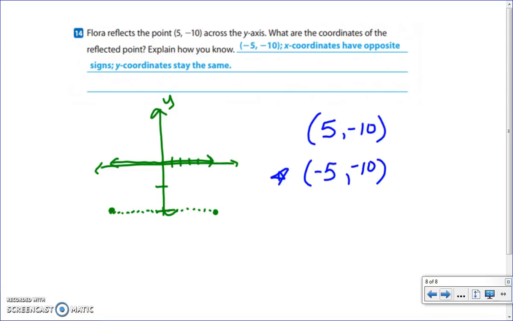That's it for today. We're talking about reflecting points. If you're reflecting across the x-axis, the x value does not change. If you're reflecting across the y-axis, the y value does not change. So hopefully that will help you keep those straight. But that's it for today.